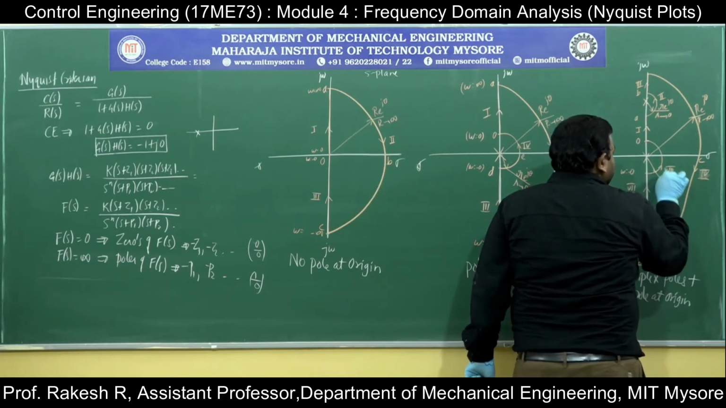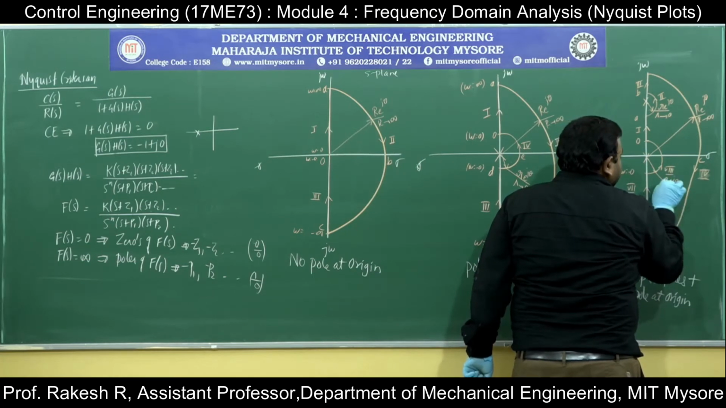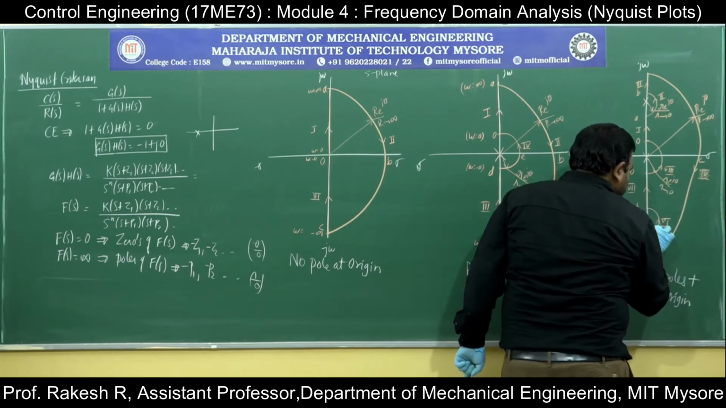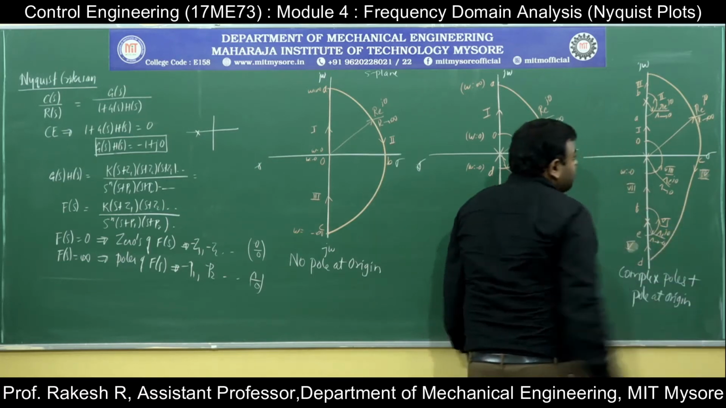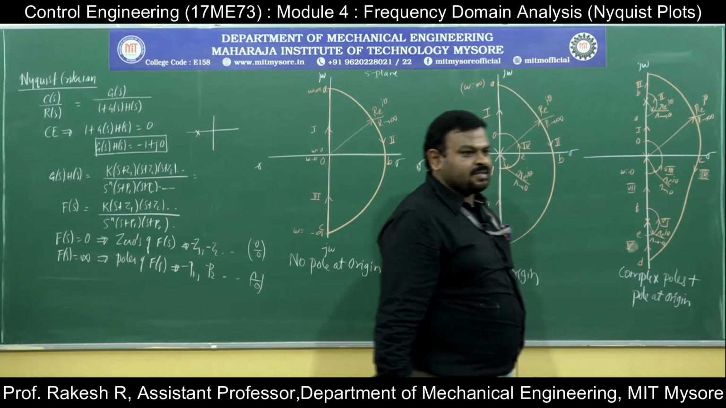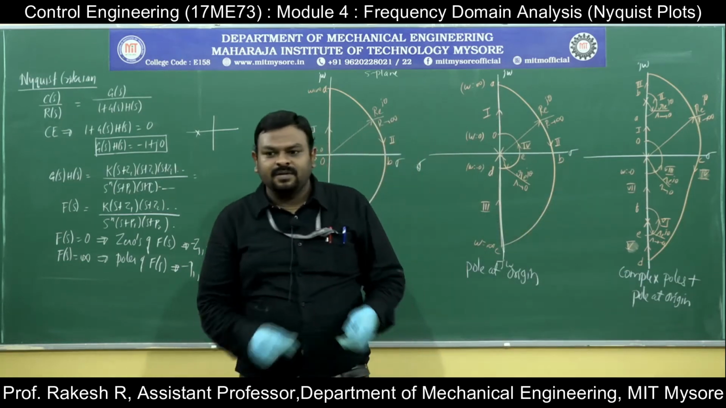The radius will be r e to the power of j theta, r tends to 0. For this, r e to the power of j theta, r tends to minus a. So this is plus a, this is minus a. This is a case of complex pole.